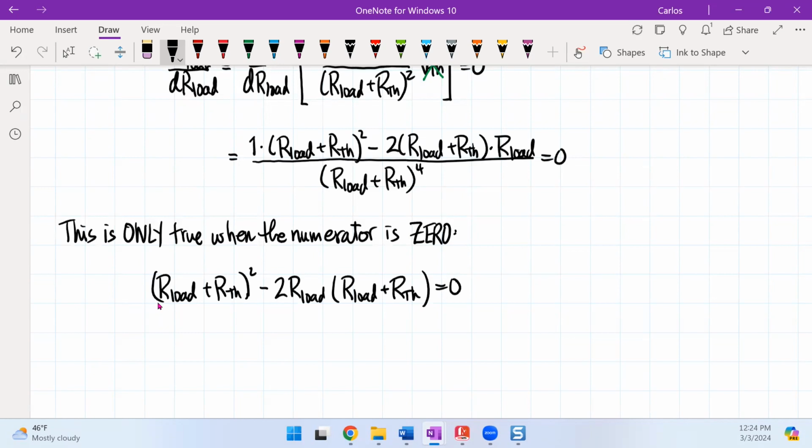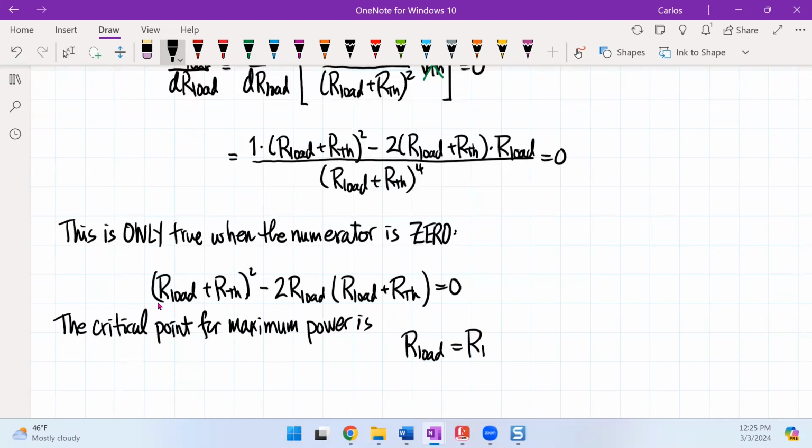So if I just factor out R load plus RTH, we then see here that the condition, that the critical point for maximum power is R load equal to RTH. So if I now substitute that back in, we could then calculate the maximum power.